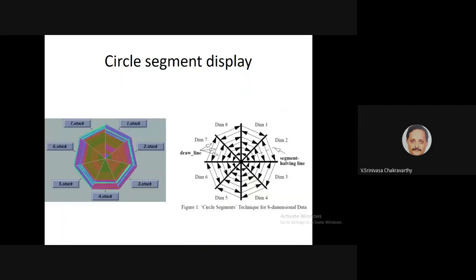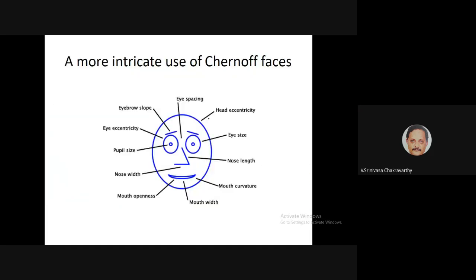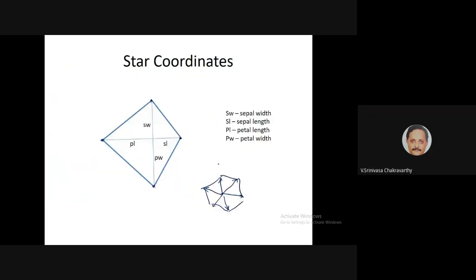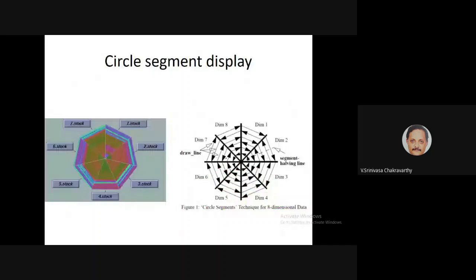Now circle segments display similar to the star coordinates I've just shown, but with a slight difference. If I have n dimensions, in this case 7 dimensions, I'll have 7 radiating lines to depict each of the 7, and I'll have 7 sectors: 1, 2, 3, 4, 5, 6, 7 sectors. A given data point has to be depicted within the 7 sectors.